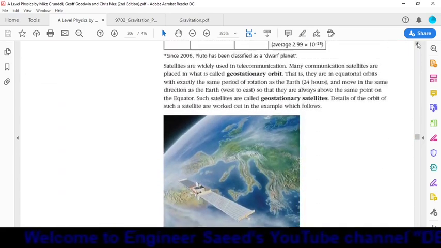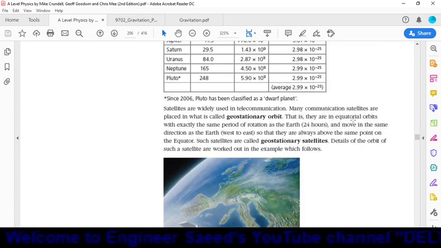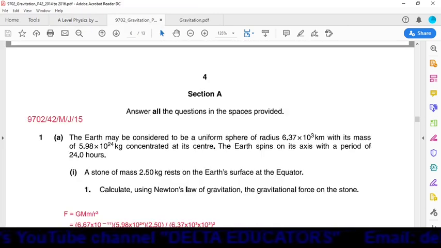Geostationary orbit or geostationary satellite is when it is at the equator, the equatorial orbit. When an object is at the equator, its time period is exactly equal to the time period of Earth. Time period of Earth is 24 hours. So the object that is moving around at the equator has a time period of 24 hours, the same as Earth.